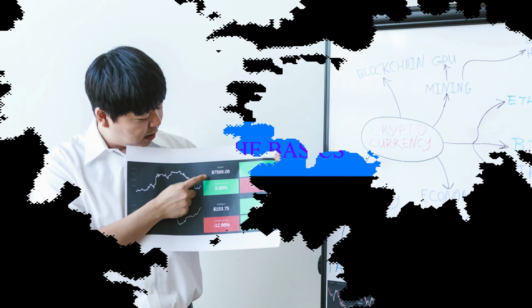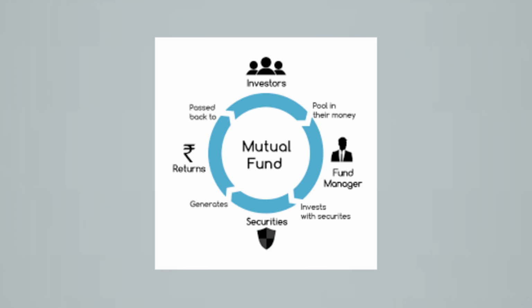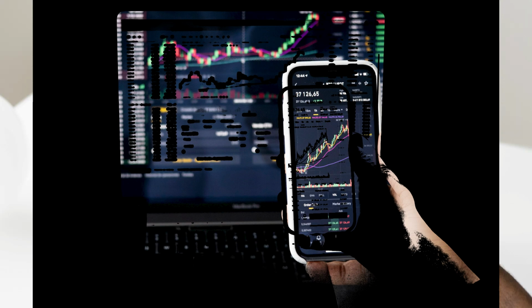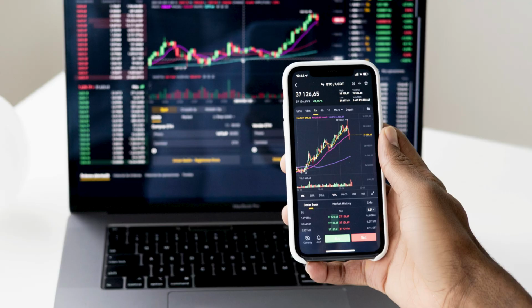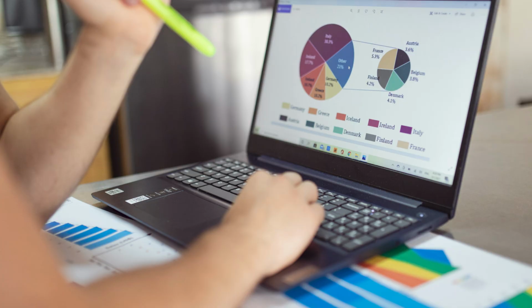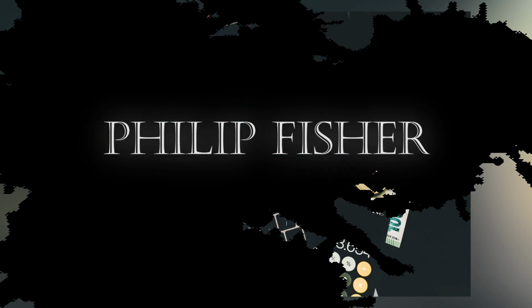1. Educate yourself, understand the basics. Learn about stocks, bonds, mutual funds, ETFs, and other investment options. Study the market. Familiarize yourself with how the stock market operates, including concepts like market indexes, e.g., S&P 500, Dow Jones. Read books and articles. Look for resources such as The Intelligent Investor by Benjamin Graham or Common Stocks and Uncommon Profits by Philip Fisher.